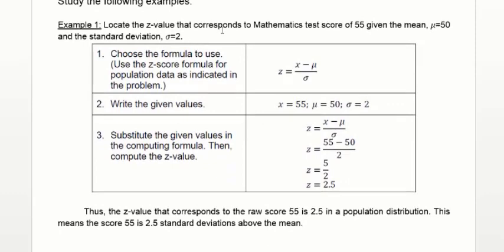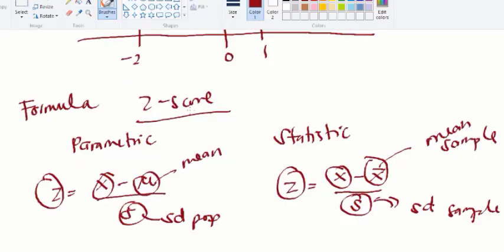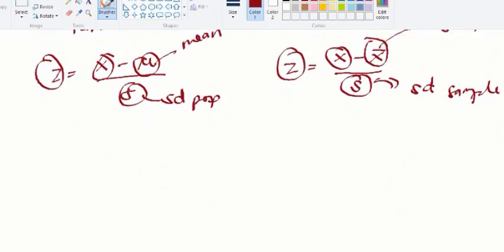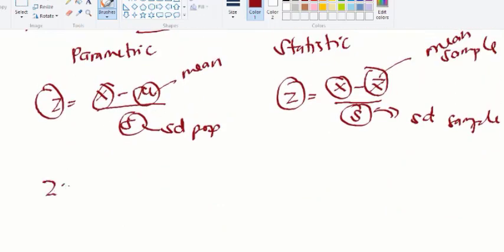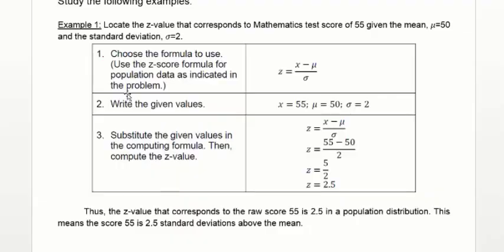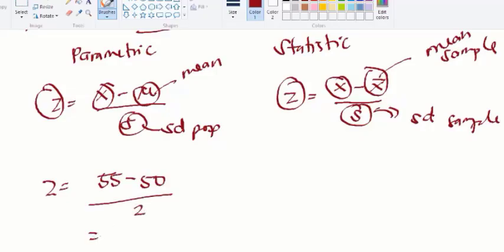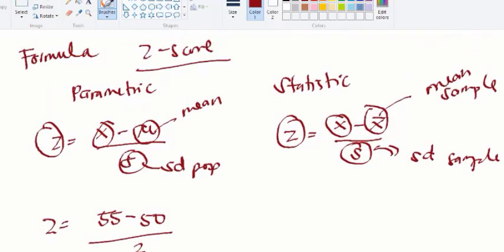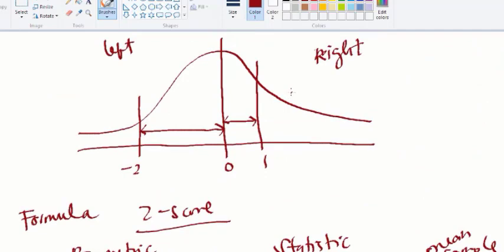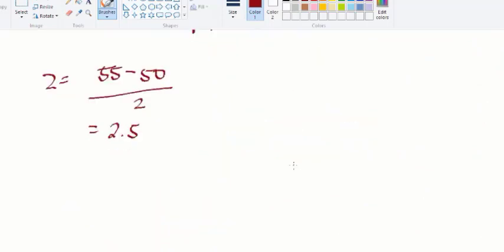So locate the z-value that corresponds to a mathematics test score of 55 given the mean, mu, is equal to 50, and standard deviation sigma is equal to 2. So, let's use this formula. z is equal to 55 minus 50 over, what is the sigma? 2. Okay. So, using your calculator, 55 minus 50 is 5. 5 over 2 is 2.5. If you're going to represent that on the graph, obviously, nandito siya banda. Tama ba? Okay. So, next.